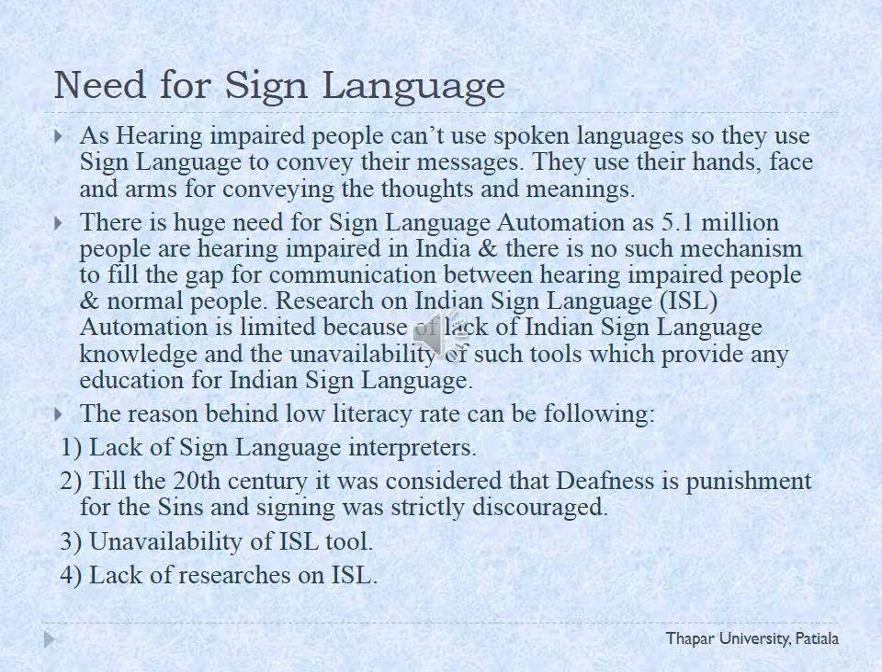So what is the need of sign language? As hearing impaired people cannot use spoken language, they use sign language to convey their message. They use their hands, face, and arms for conveying thoughts and meaning. There is a huge need for sign language automation, as 5.1 million people are hearing impaired in India and there is no such mechanism to fill the gap in communication between hearing impaired people and normal people. The research on ISL automation is limited because of the lack of ISL knowledge and unavailability of such tools.